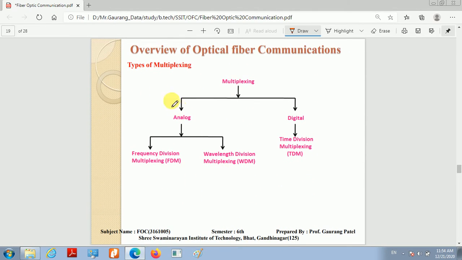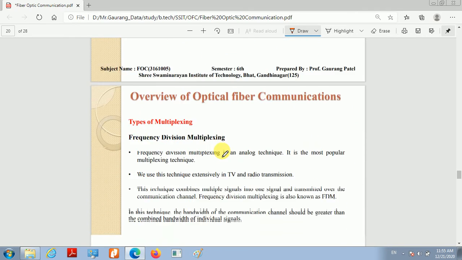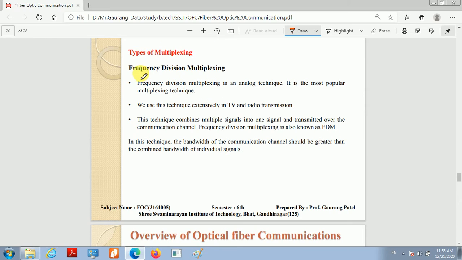Now types of multiplexing. So basically there are 2 main types of multiplexing, analog multiplexing and digital multiplexing. In analog we have 2 types, frequency division multiplexing and wavelength division multiplexing, and in digital multiplexing only one type, which is known as time division multiplexing. So let's first discuss frequency division multiplexing.